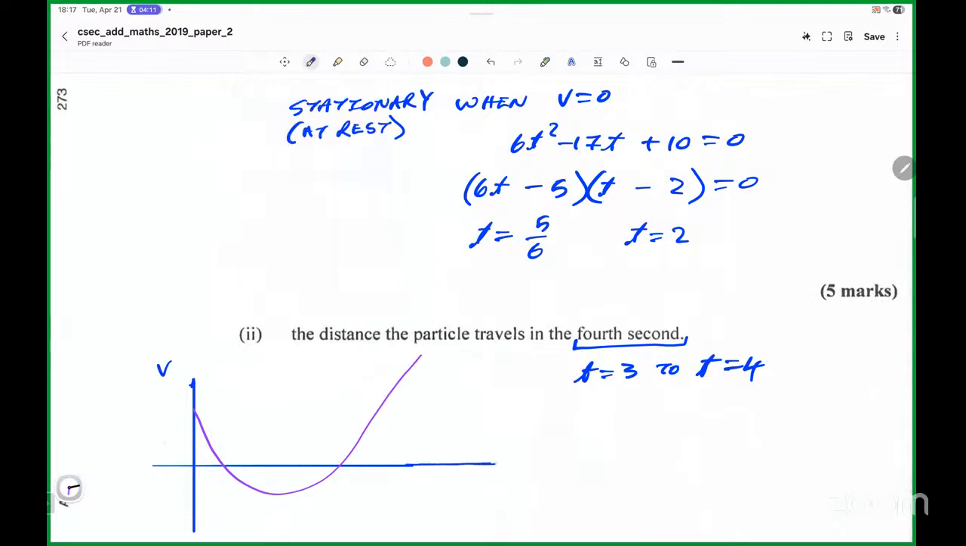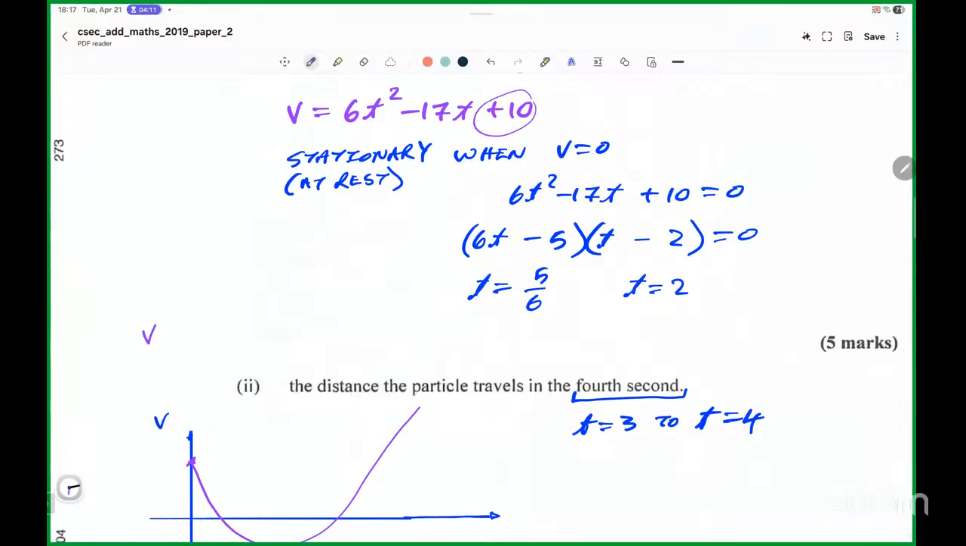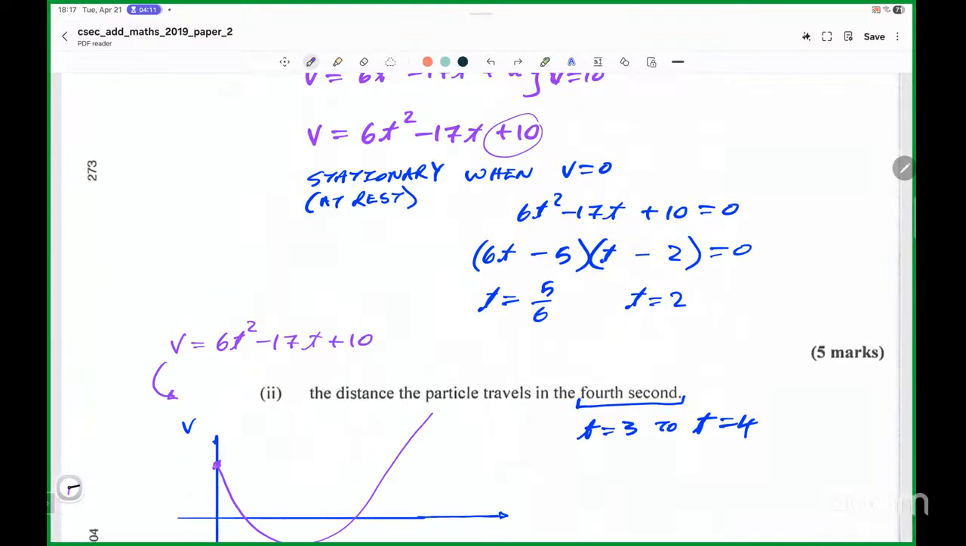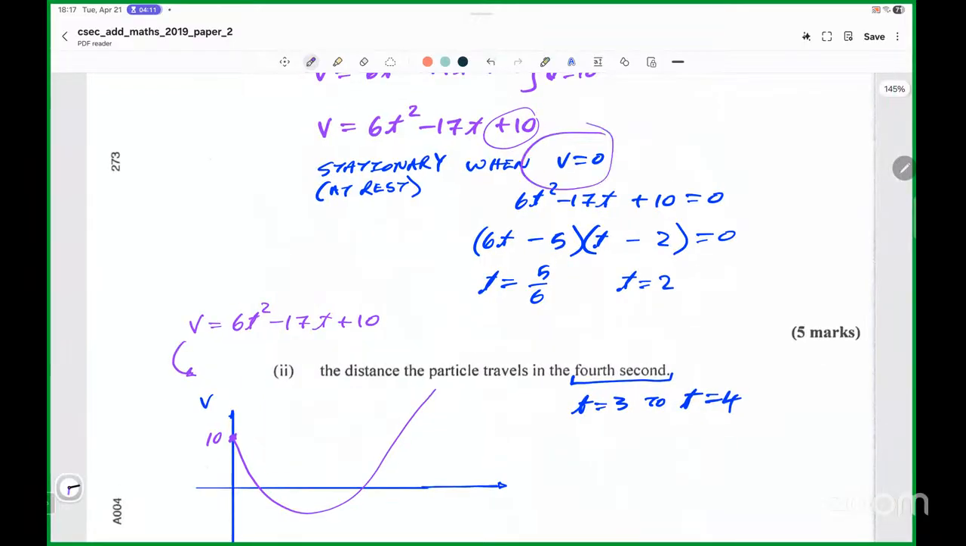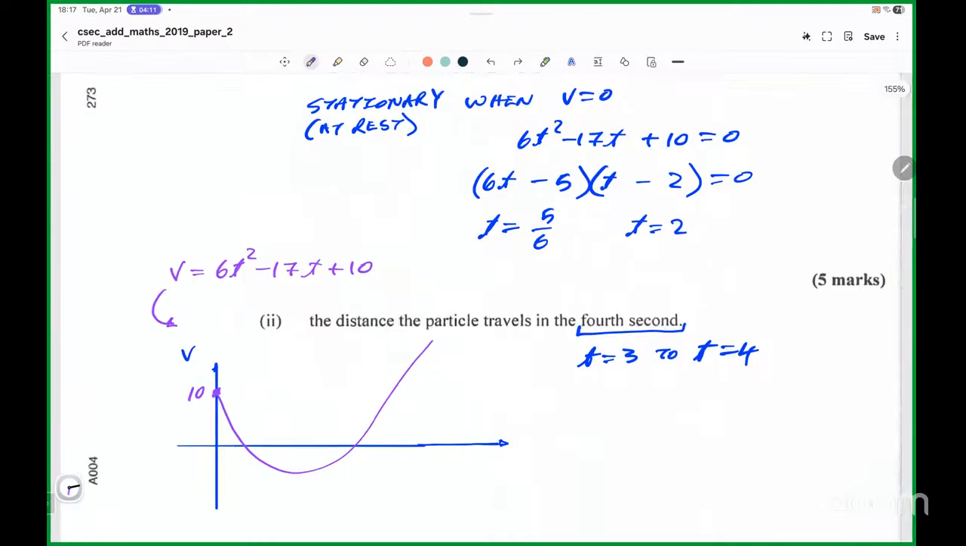So what it means, guys, right up here says 10, because we're drawing the graph of v equals 6t squared minus 17t plus 10. That's the graph of it down there. So right here says 10 on the y-axis. When the velocity equals 0, that's on the x-axis. So these two times that we get is where the graph intersects the x-axis. So right here is 5 over 6, and right here says 2. That's the velocity time graph. So the 4th second is from t equals 3 to 4. So we're talking about up here, 3 and 4, between this segment right here.